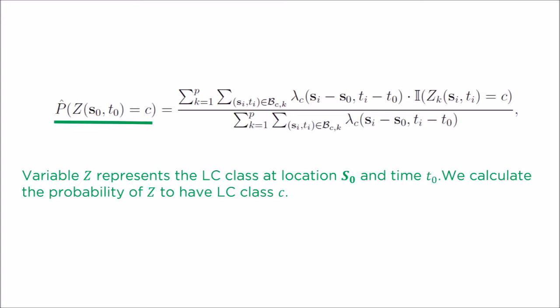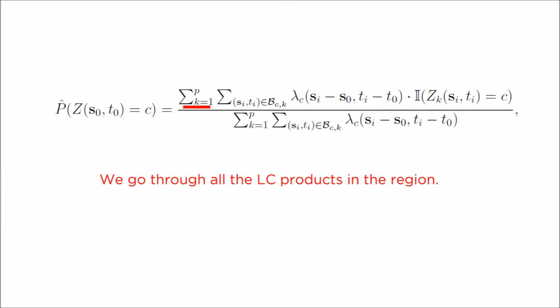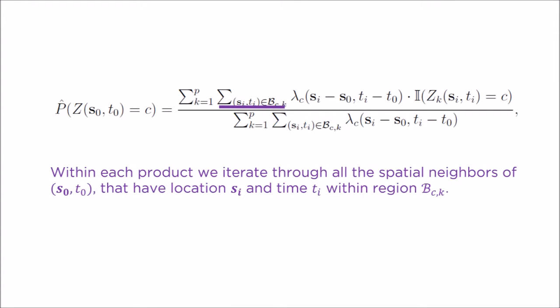First, the underlying green part of the equation represents the probability of a specific land cover class C to occur in a pixel of a grid where we are predicting. How do we calculate that? First, we go through all the land cover products. Then, within each product, we go through all the pixels that are in a spatial and temporal neighborhood of the pixel that we are predicting for.